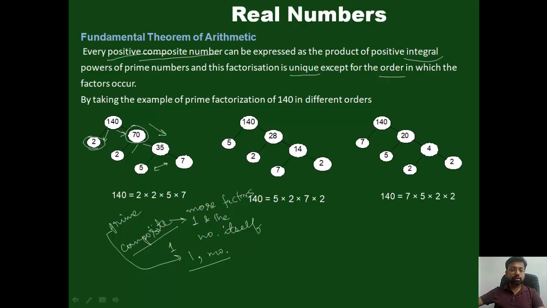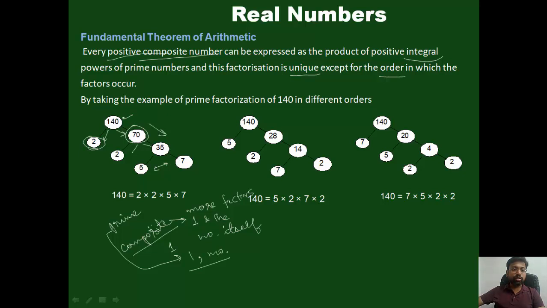So 7 is a prime number because its factors are just 1 and the number 7 itself. Other than that, there are no factors. So 7 is a prime number. Similar is the case with number 5. It has number 1 and number 5 as factors. There is no other factor besides these two. So 5 is also a prime number. So when both the child nodes turn out to be prime numbers, then you stop. That is where the factor tree is going to end.